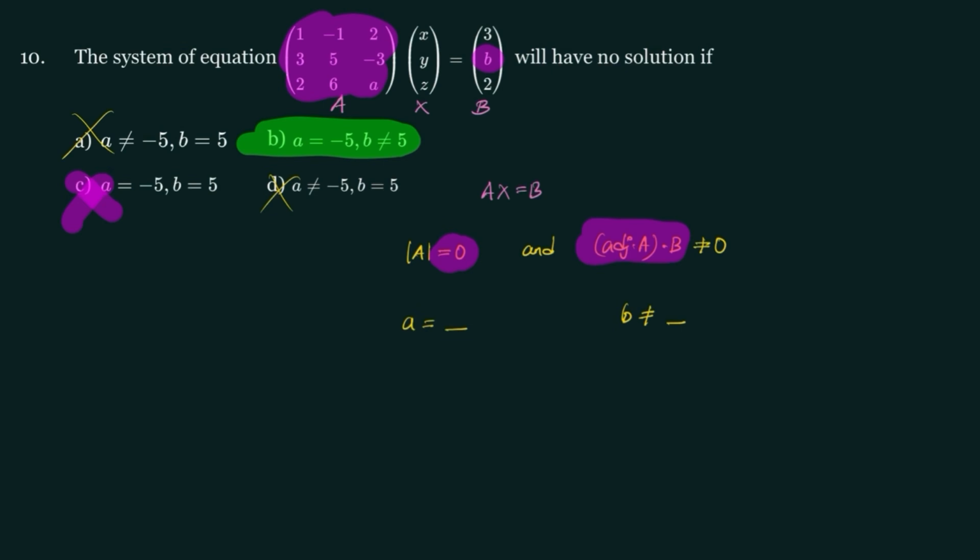We can actually solve this determinant and find the values of a and b. Okay, but here if we know the property, then we can directly select the correct answer.